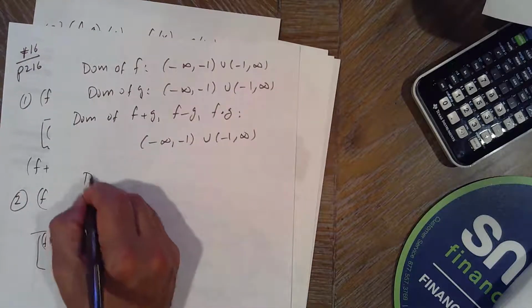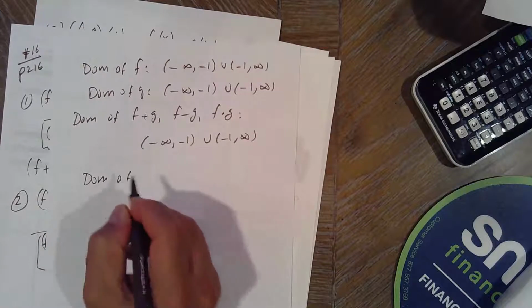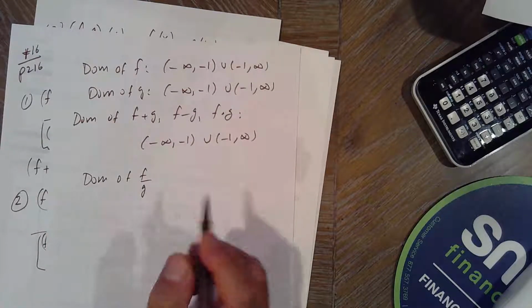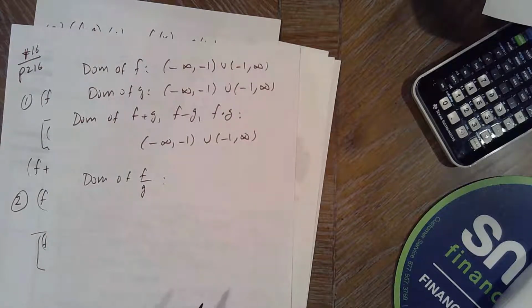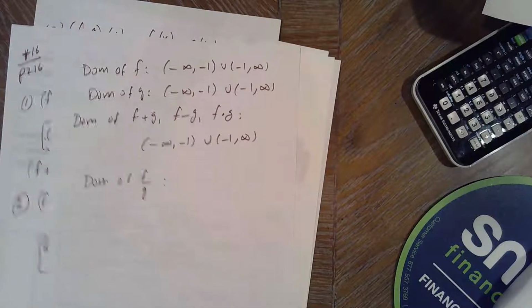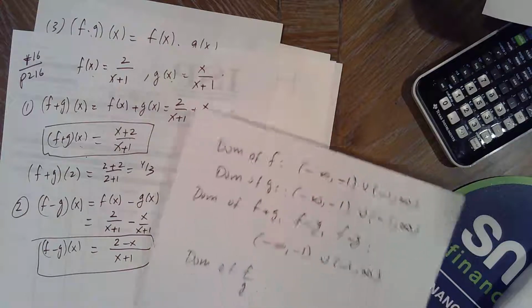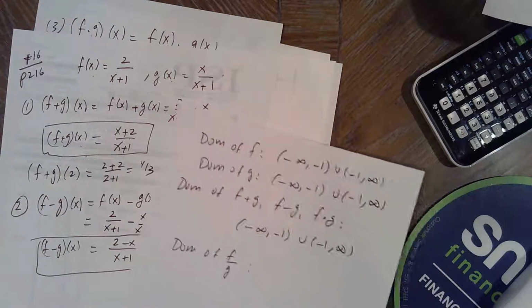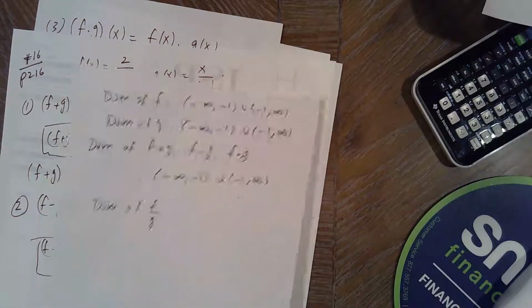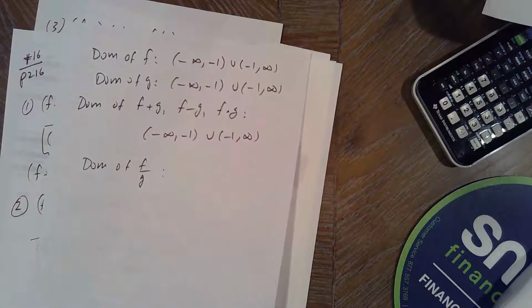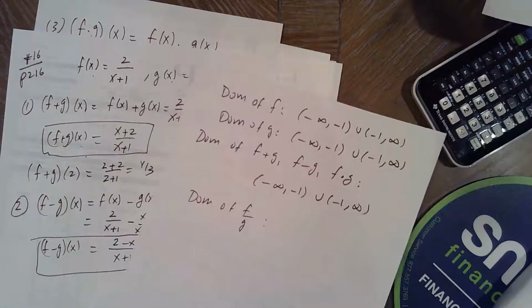For domain of f over g, again, we want to make sure that g does not equal 0. And g does not equal 0 when x does not equal -1.